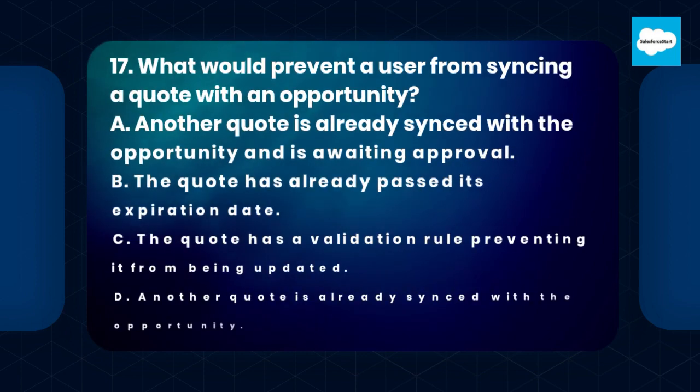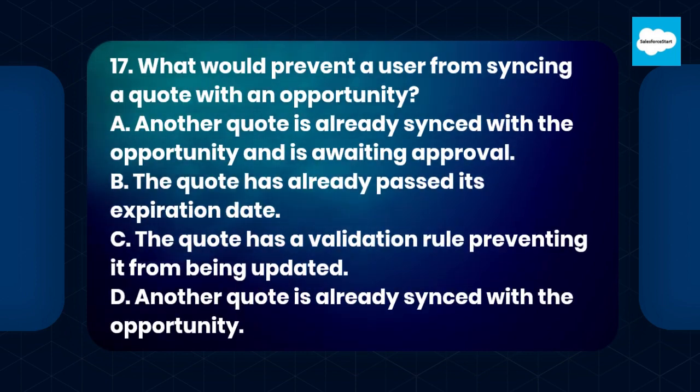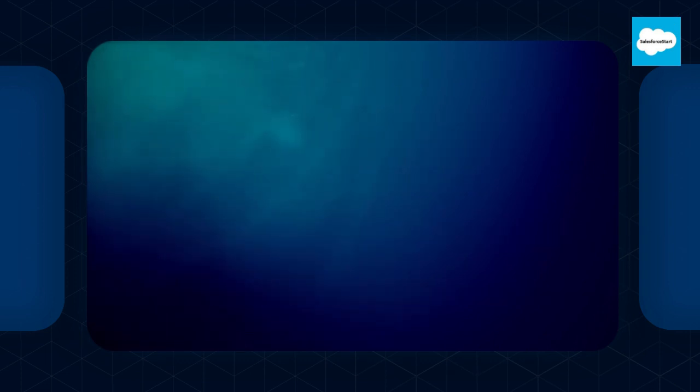17. What would prevent a user from syncing a quote with an opportunity? A. Another quote is already synced with the opportunity and is awaiting approval. B. The quote has already passed its expiration date. C. The quote has a validation rule preventing it from being updated. D. Another quote is already synced with the opportunity.